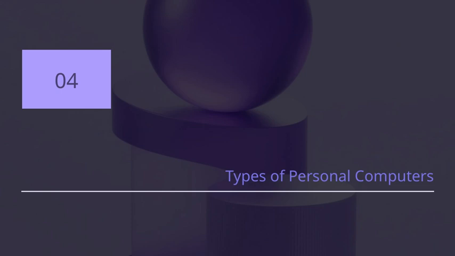Tablets are even more portable, combining touchscreens with the ability to run many applications, making them perfect for quick tasks and media consumption. Understanding these types helps us see how computers are tailored to fit various needs and lifestyles, which is a key part of appreciating how technology integrates into our daily lives.